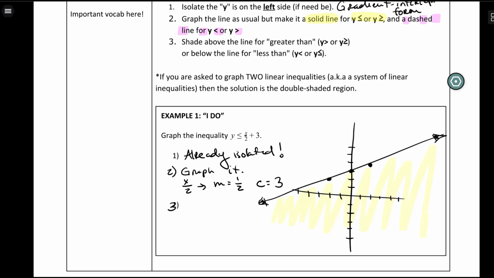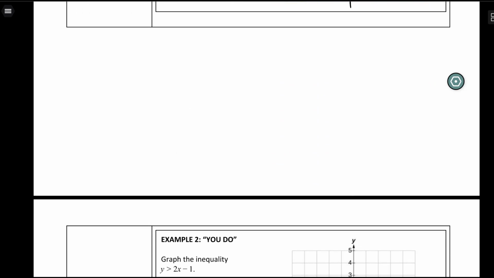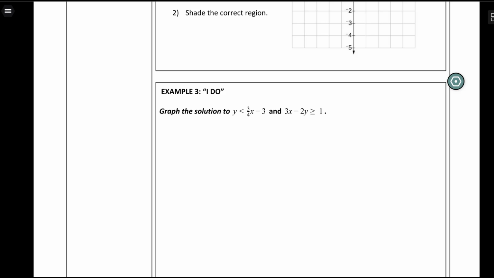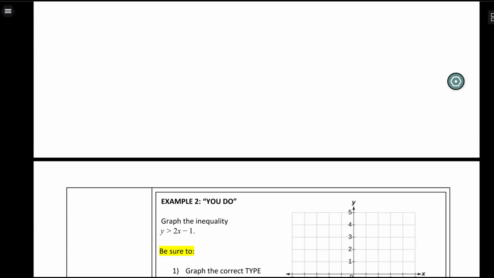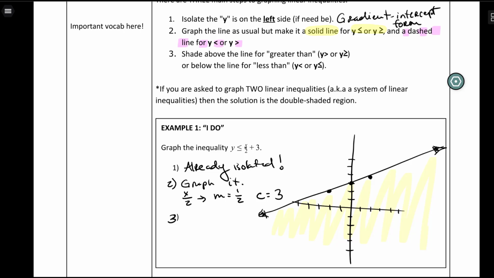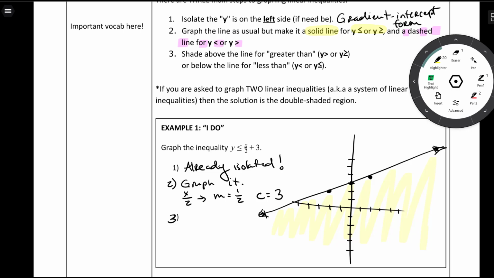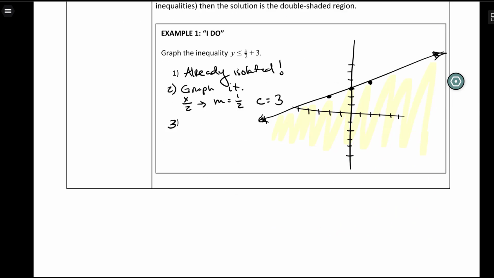Okay, now let's go ahead and do the next example. Next example, we have two different inequalities. We've got one that's y is less than, and 3x minus 2y is greater than. What does that tell us? Let's go back up to the top of our notes. If you are asked to graph two linear inequalities, aka a system of linear inequalities, then the solution is the double shaded region. So let's just take them one at a time. That's basically all we really need to do.